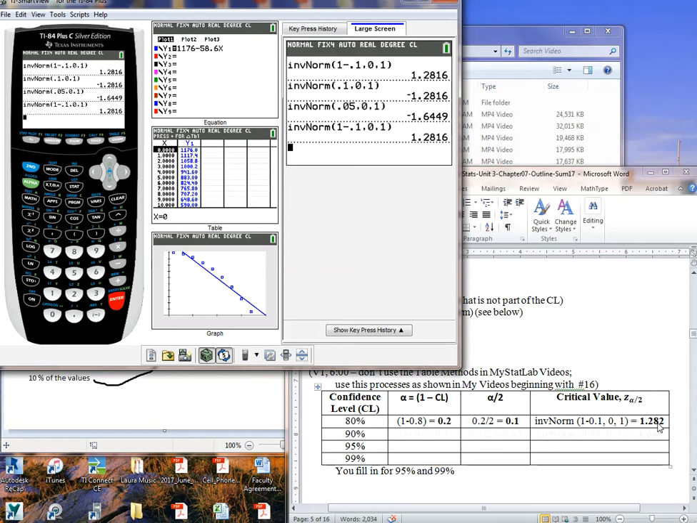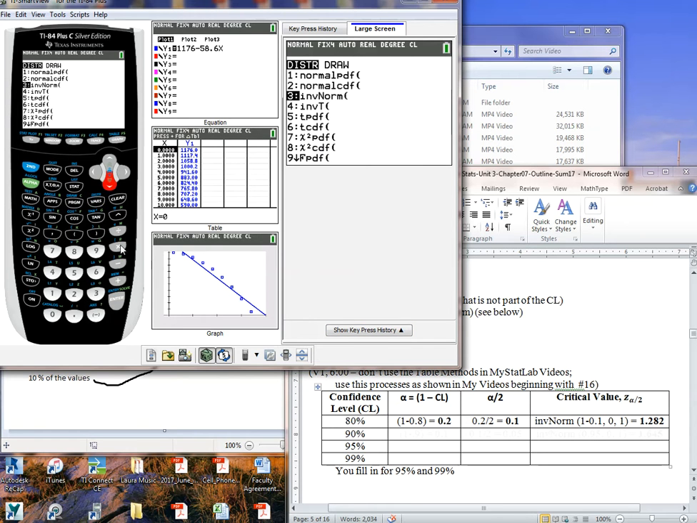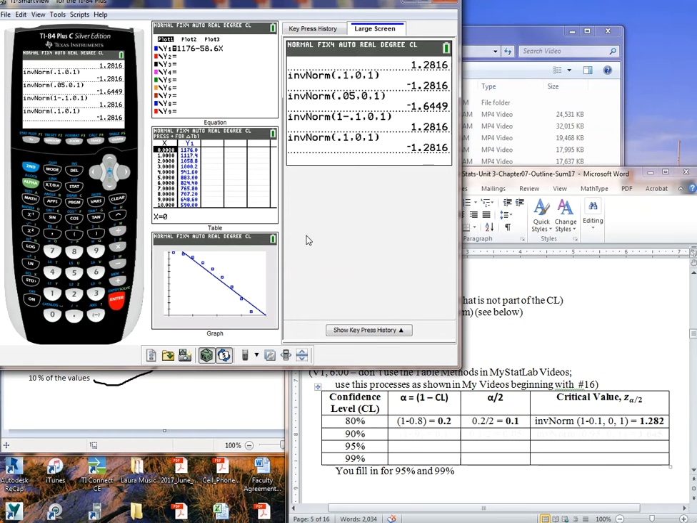I do want to show you one thing really quick as to what happens if you don't do this 1 minus thing. Let's say we just use the alpha over 2, so we go to invNorm and just put in 0.1. We include the mean and the standard deviation, hit paste, hit enter, and we get the same number with a negative sign. If you end up doing this and get a negative sign, you just want to use the number without the negative sign.